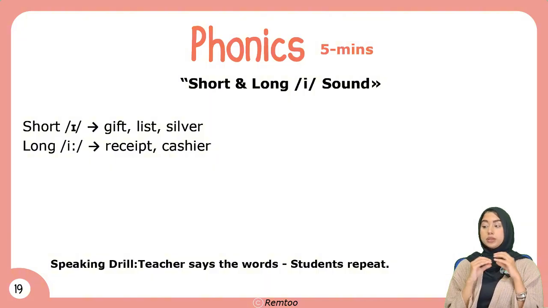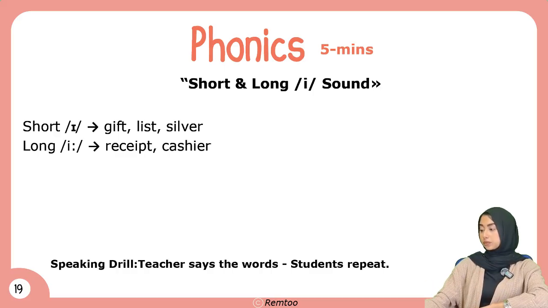Good job. While the long one is E, receipt, cashier, right? Notice the difference. One is I and the other one is E, okay? Good job. Okay, we'll see you in the reading part.